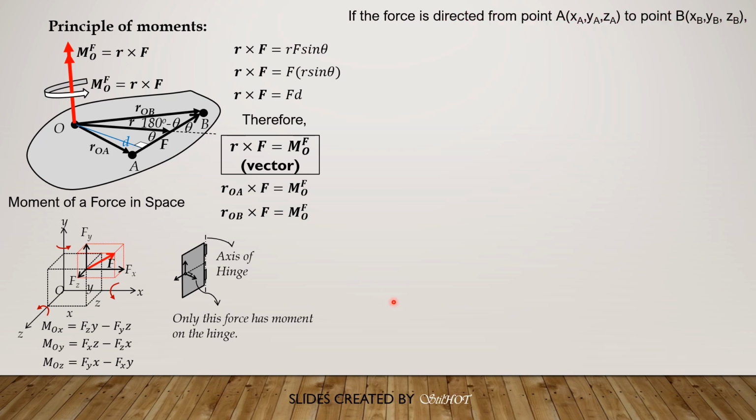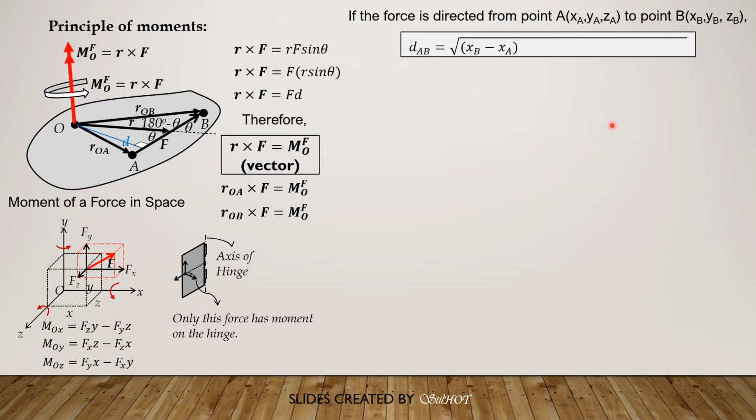Now, if the force is directed from point A to point B, wherein the terminal end is B, then delta x, or the dimensions of the box, would be xb minus xa, yb minus ya, and zb minus za respectively. So the distance AB therefore equals the square root of (xb minus xa) squared plus (yb minus ya) squared plus (zb minus za) squared.